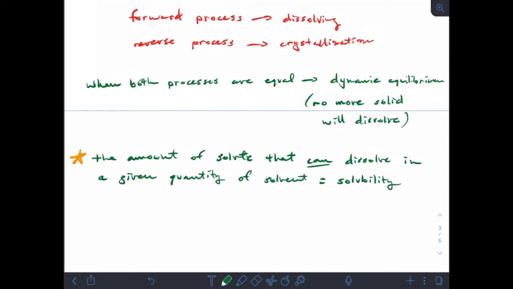Now, solubility is affected by temperature. If you've ever tried to, in your kitchen, make rock candy or what we refer to as simple syrup, you understand that if you heat up the water, it's easier to get more sugar to dissolve in boiling water than it is to get sugar to dissolve in room temperature water. So increasing temperature increases solubility of solids.